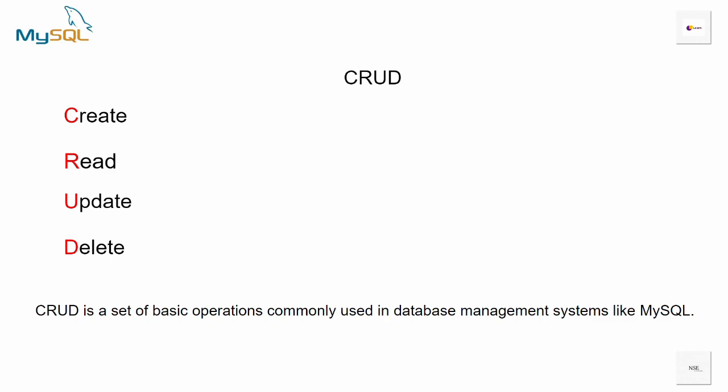Today we are going to talk about CRUD. CRUD is an acronym representing these four words: C for create, R for read, U for update, and D for delete.